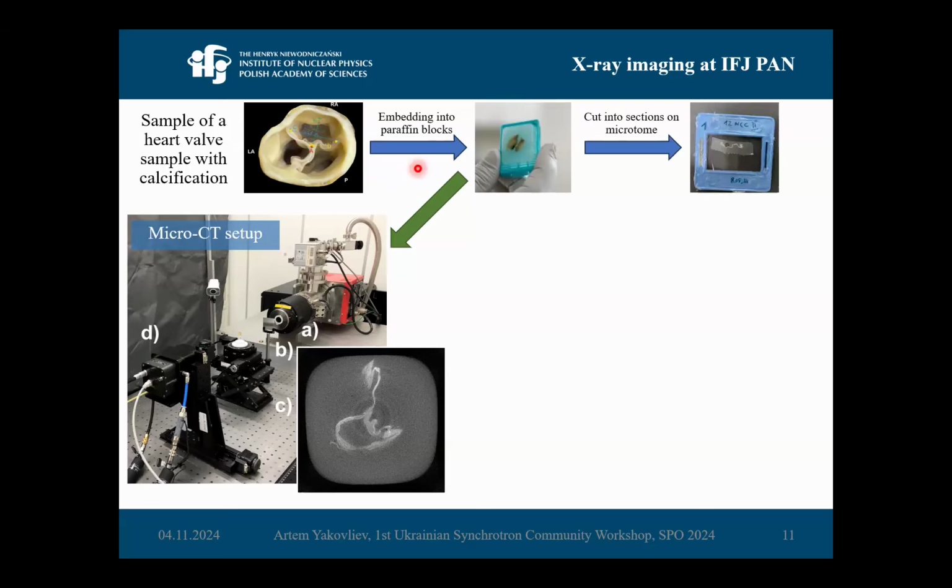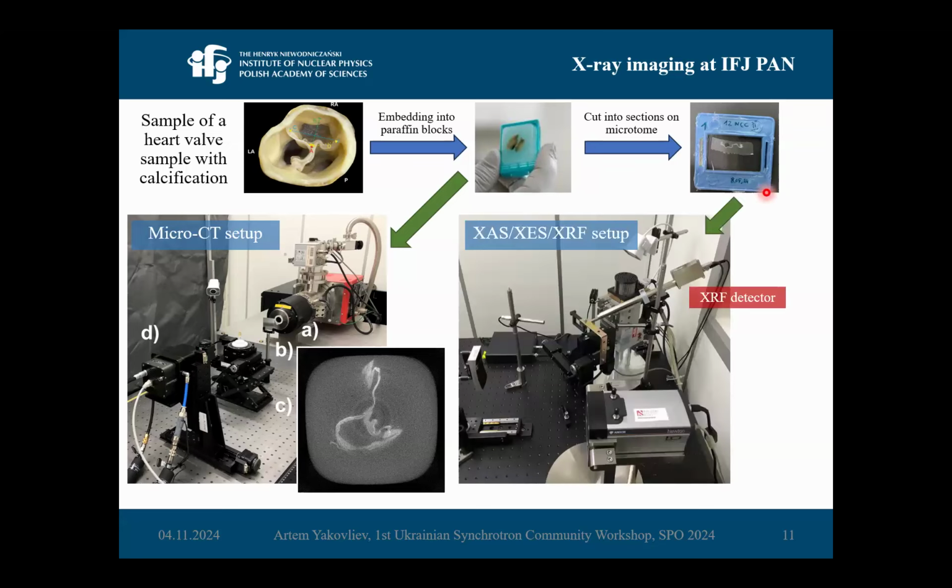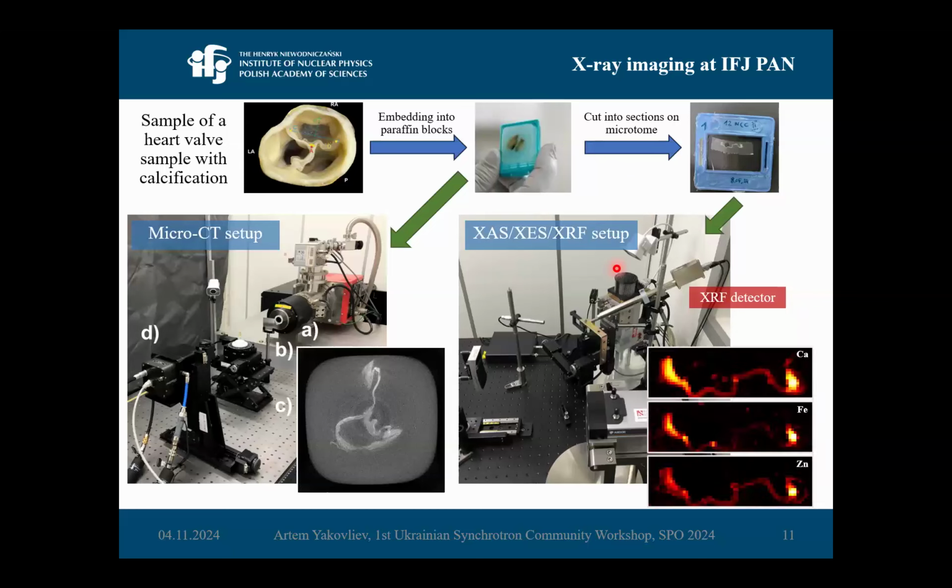Later these paraffin blocks are cut on the microtome into thin slices, and we recently upgraded our setup, so we installed the SDD detector. Because we already have a 3-axis positioning stage, on the same setup we can also do XRF imaging, of course with not so good resolution. But this is another example of the experiments which you can do in your lab.